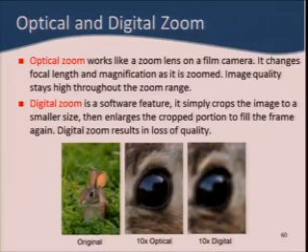So in short, when you're trying to buy a camera, you should focus on the optical zoom, because it's supported by the lens. Digital zoom, you can have 10 times, 20 times, 100 times. It really doesn't matter, because it's a software feature.